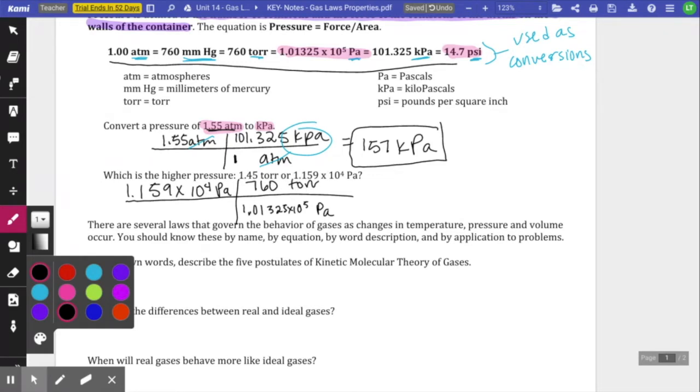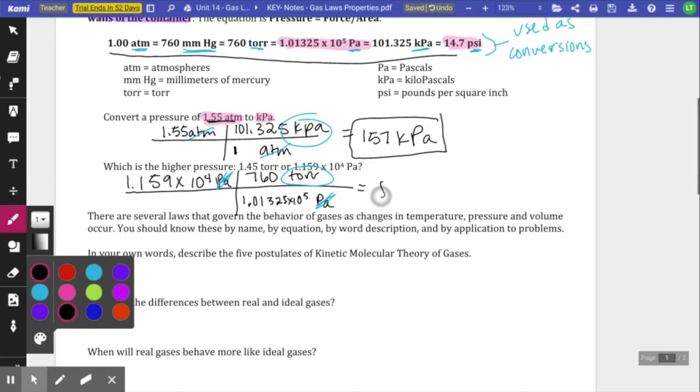All right, so that would mean that once again, since pascals is on top and on bottom, it would cancel out, leaving us in units of torr, which is what we want. So then we can solve. And again, I have 4 sig figs in my given, so I should have 4 sig figs in my answer. And I end up with 86.93 torr. So which one's the higher pressure? That one, because 86 is much higher than 1.45.